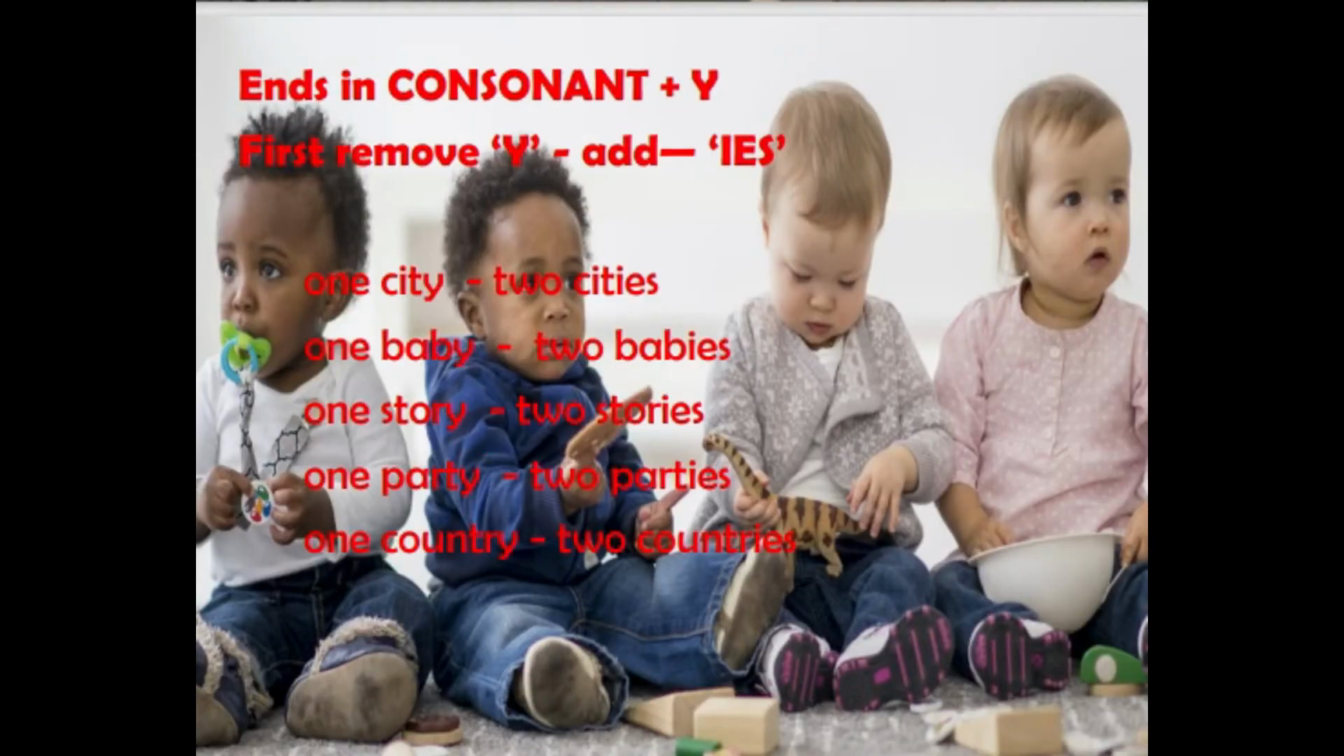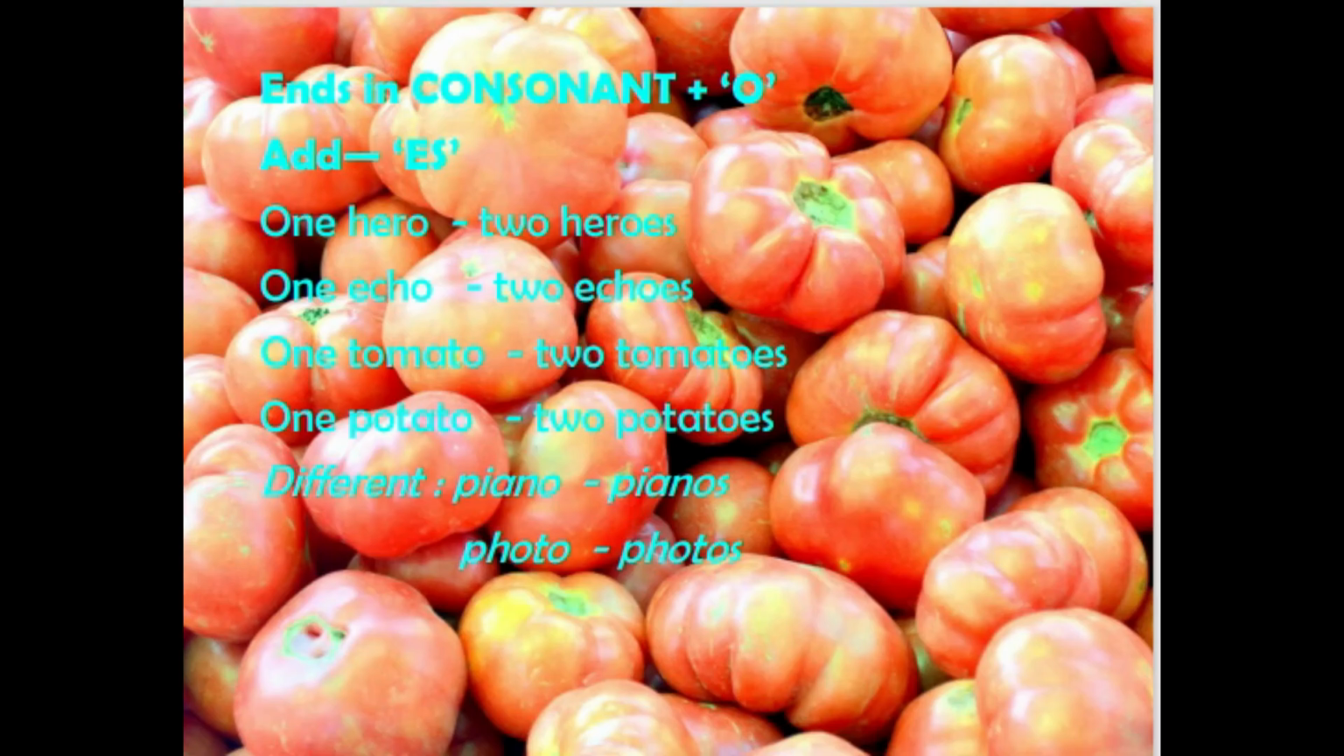Step 5. Words that end in a consonant and the letter Y. Important: the letter Y is to be removed and IES added instead. Ends in consonant plus Y. First remove Y and add IES. One city, two cities. One baby, two babies. One story, two stories. One party, two parties. One country, two countries.